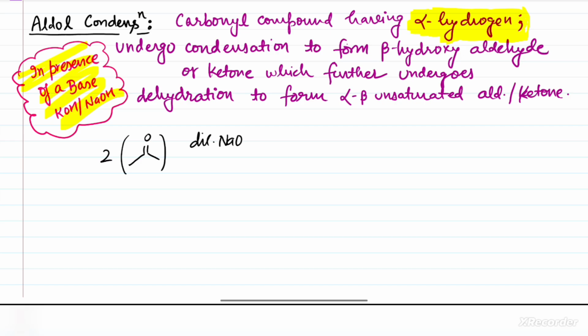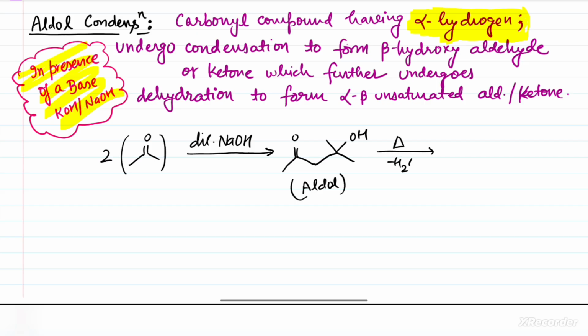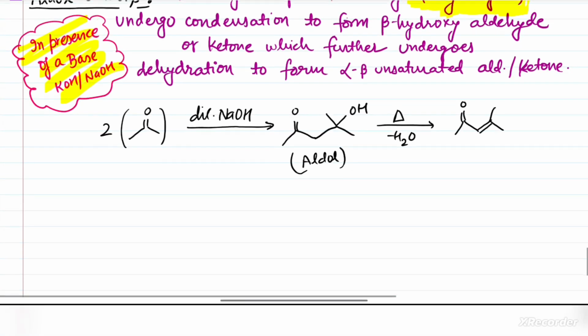or KOH, it undergoes condensation, and I'm directly writing the product, and I will tell you the mechanism also. So this is the product. This is called aldol, and then when it undergoes dehydration, meaning loss of water, it forms this product. So let us see how this product is formed and what the mechanism is.